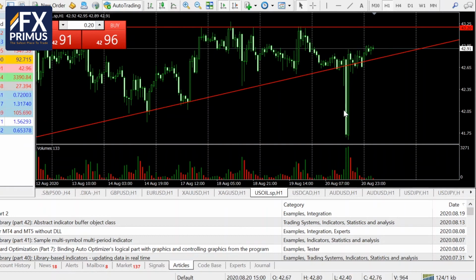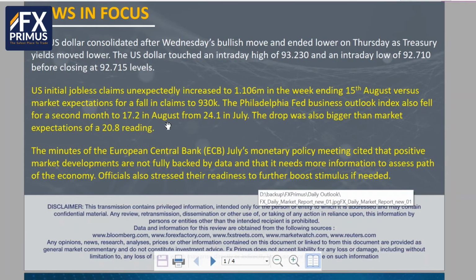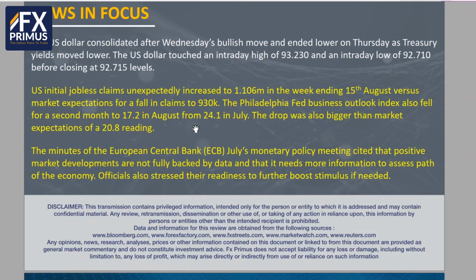The spike down could be due to the economic data released yesterday, where we saw US initial jobless claims, in other words unemployment claims, coming in at 1.106 million US citizens looking for unemployment benefits. This was higher than market expectations of 930,000. And we also had the Philadelphia Fed Manufacturing Index coming in at 17.2%, which was lower than market expectations of 20.8.